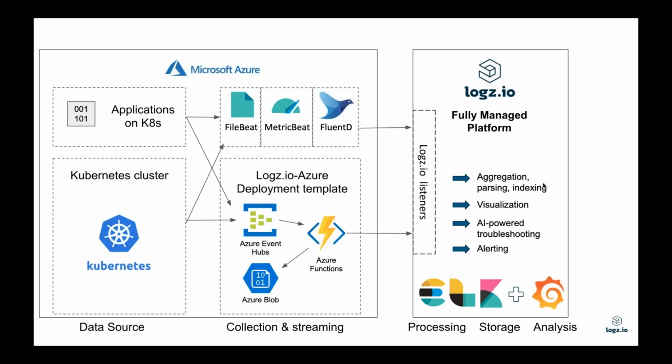Another way to do it is to send it to those open source agents I have at the top there above the Azure deployment template. So you see FileBeat, MetricBeat, FluentD. FluentD is definitely the most popular way to collect and send logs and metrics over to Logz.io or any other observability tool. It's just an open source agent, runs right next to your cluster, and it's pretty easy to configure.